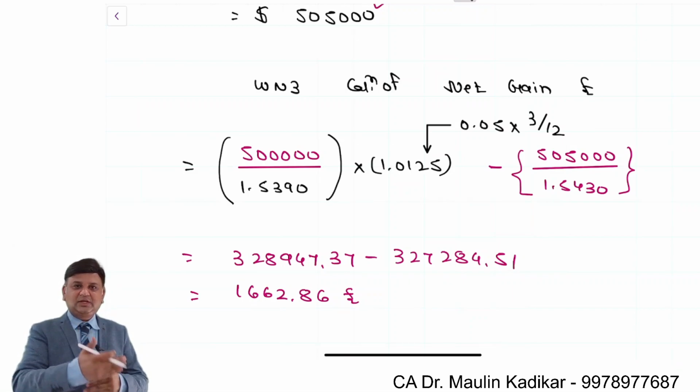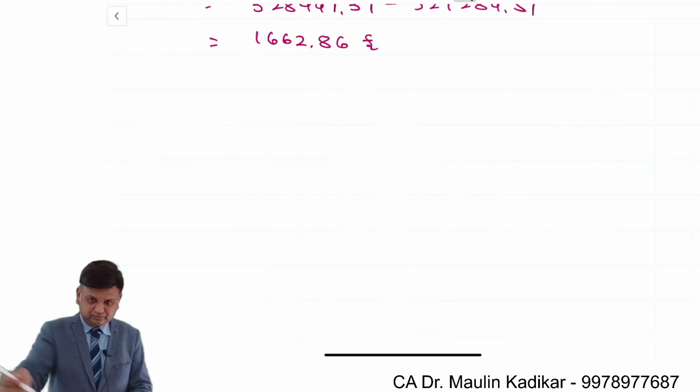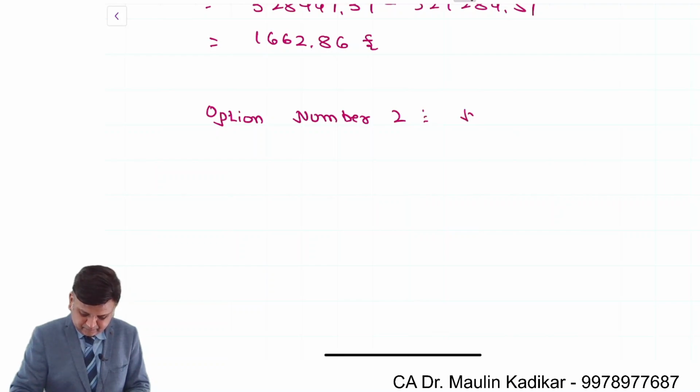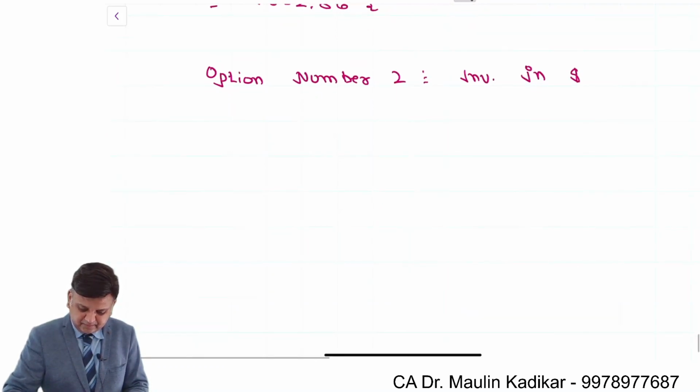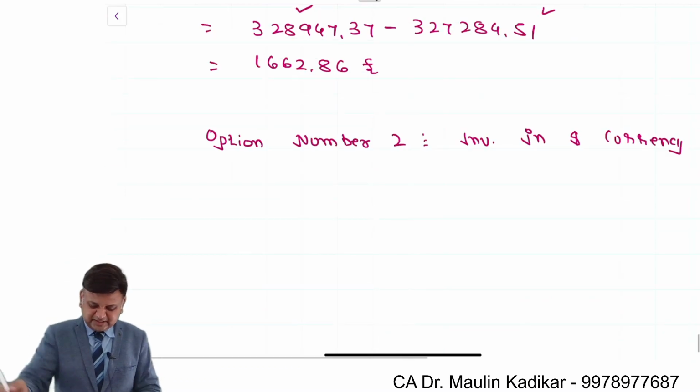Now the second alternative is the investment in dollar currency. Option number 2. Investment in dollar currency. Let us see how it will be done.